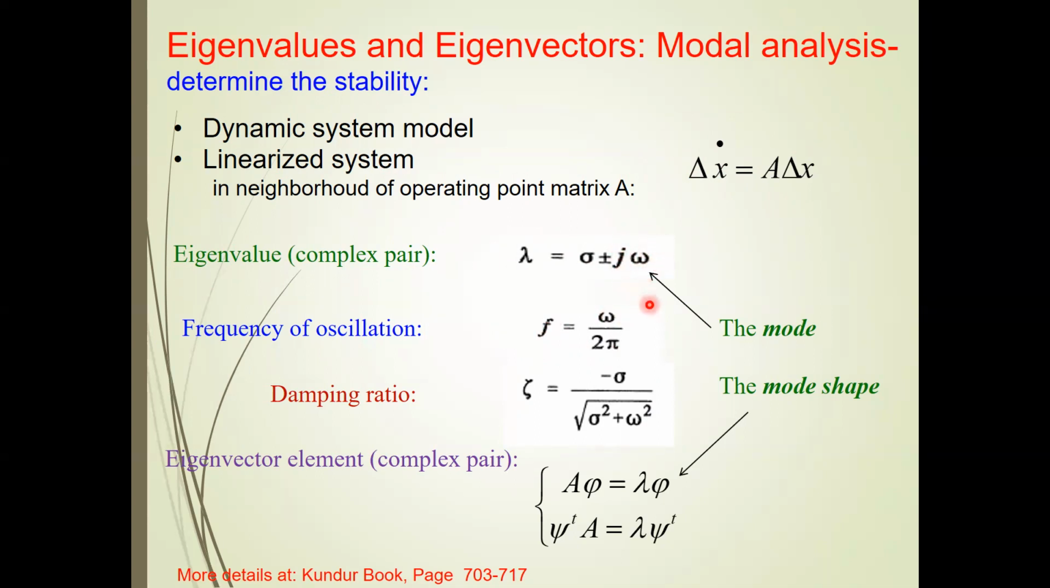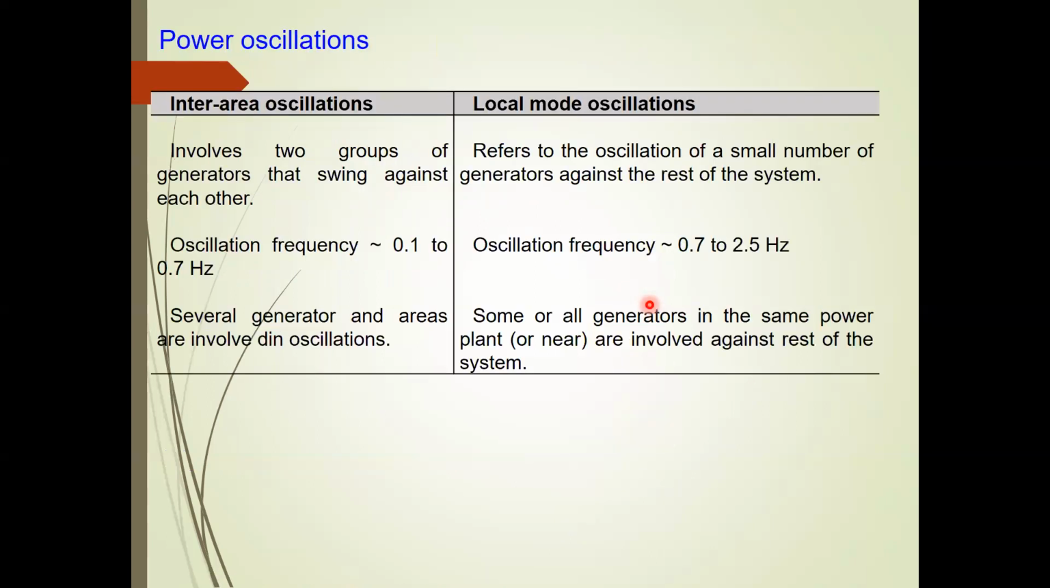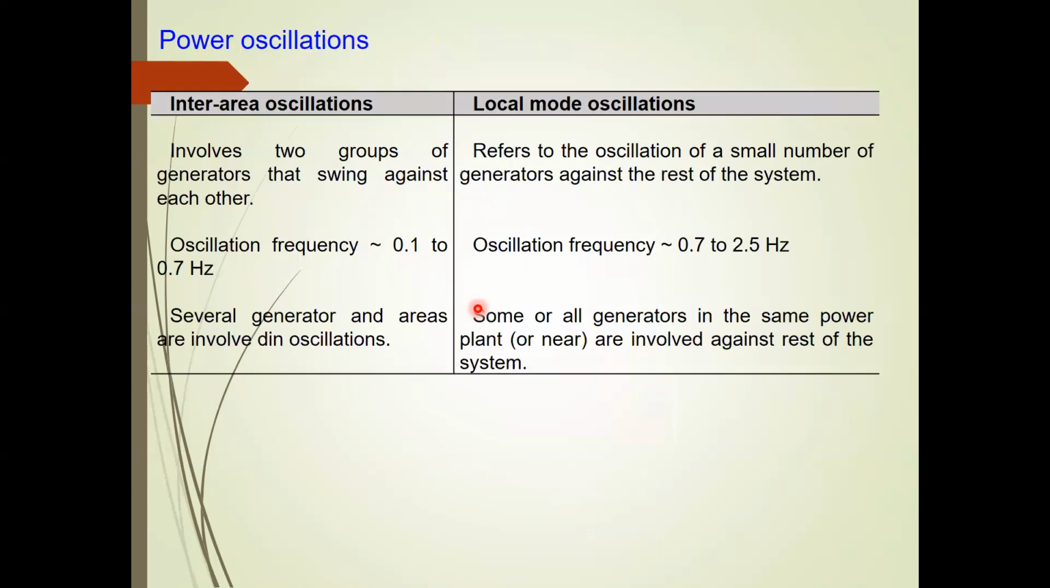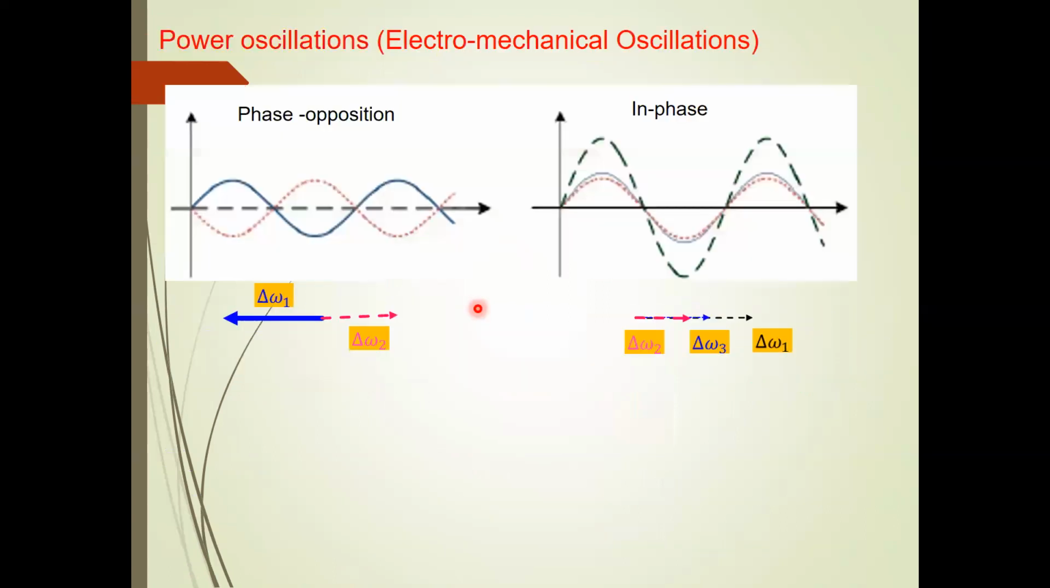A question. In the previous slide about inter-area oscillations and local mode oscillation, it says that a small number of generators oscillate against the rest of the system, but they still maintain phase. Is that correct? You mean inter-area? No, local mode oscillation. You said in the next slide that they maintain the phase. Yes, this one. So how do they maintain the phase, and yet for the section where only two groups of generators swing against each other, they're not able to maintain the phase?